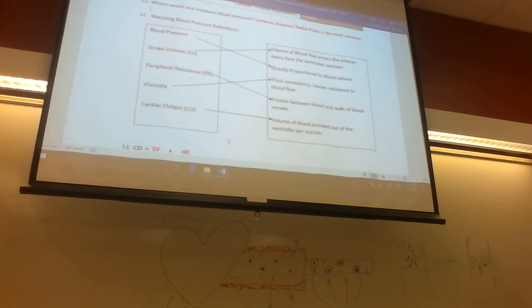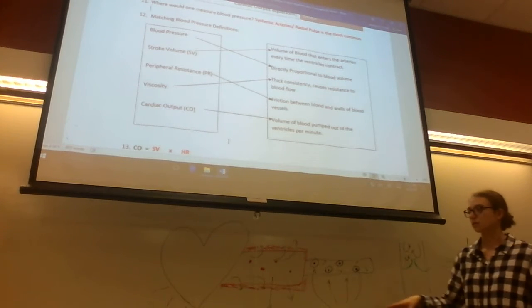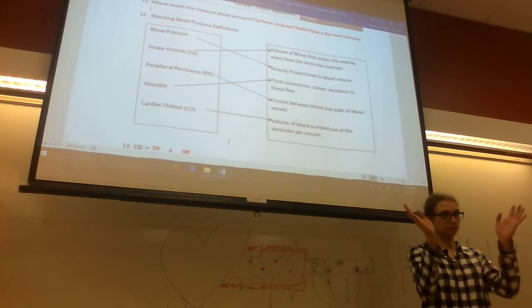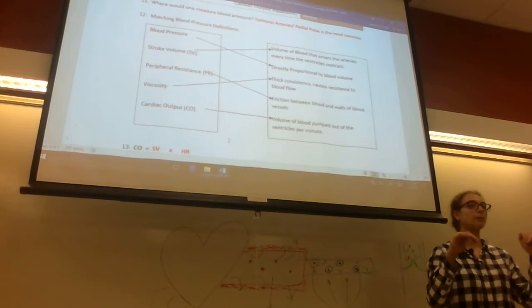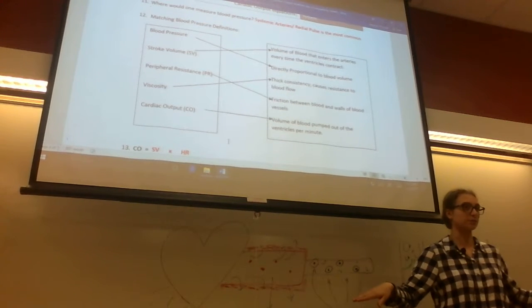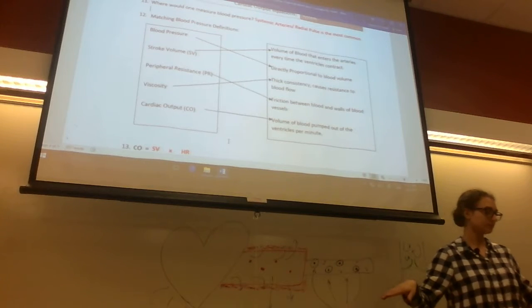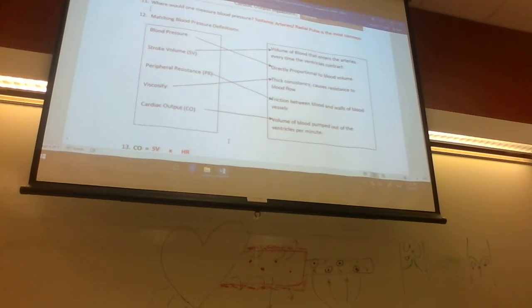So the next definition is stroke volume. This is the volume of blood that enters the arteries every time the ventricles contract. So when we have a heart up here, your ventricles are the bottom part. Stroke volume is how much blood leaves those ventricles when they contract. That's stroke volume.